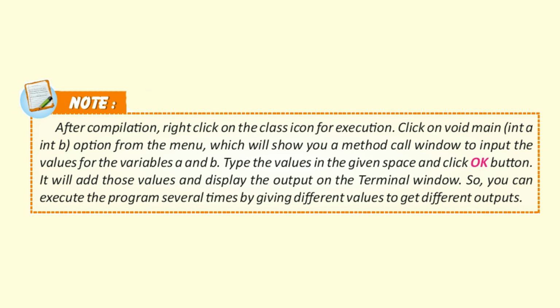Click on void main int a, int b, open from the menu, which will show you a method call window to input the values for the variables a and b. Type the values in the given space and click OK button. It will add those values and display the output on the terminal window. So, you can execute the program several times by giving different values to get different outputs.